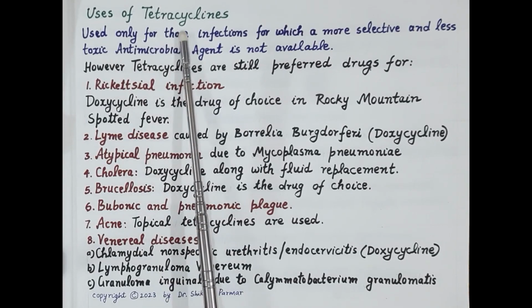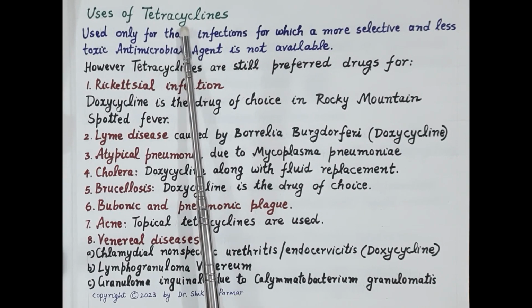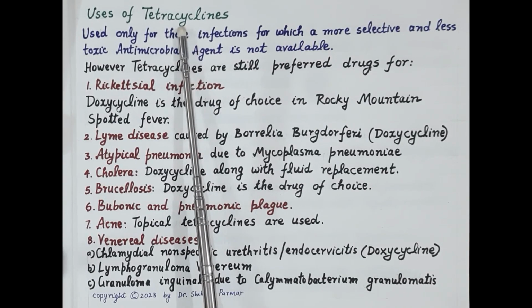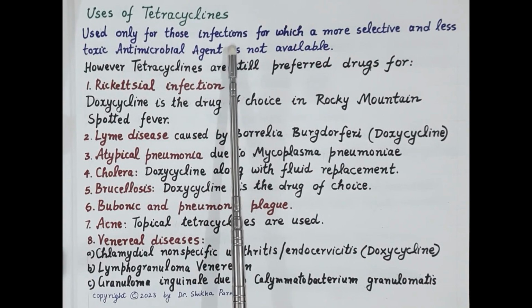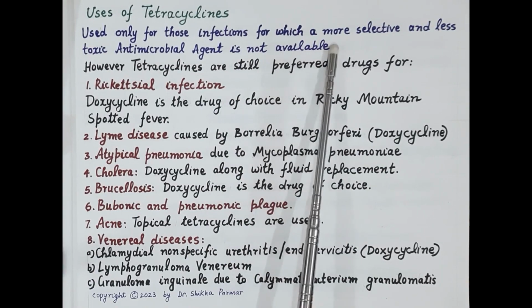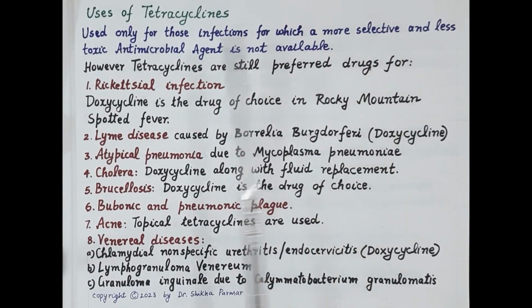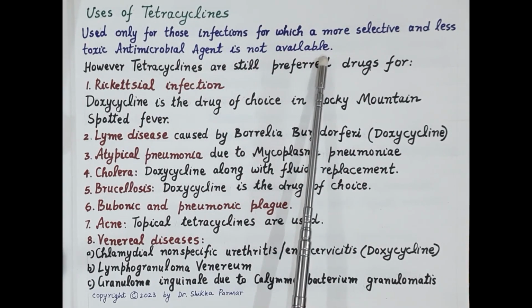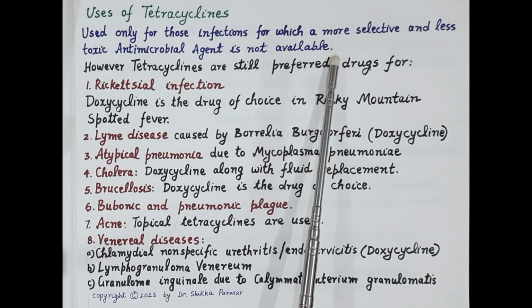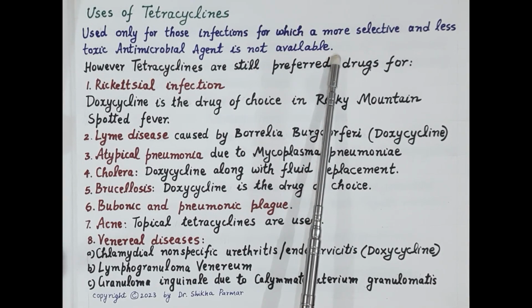Now let's discuss uses of tetracyclines. Now since tetracyclines are broad spectrum antibiotics and are also associated with a range of adverse effects, their use is restricted, and therefore tetracyclines are used only for those infections for which a more selective and less toxic antimicrobial agent is not available. Now, doxycycline is the most commonly prescribed tetracycline.